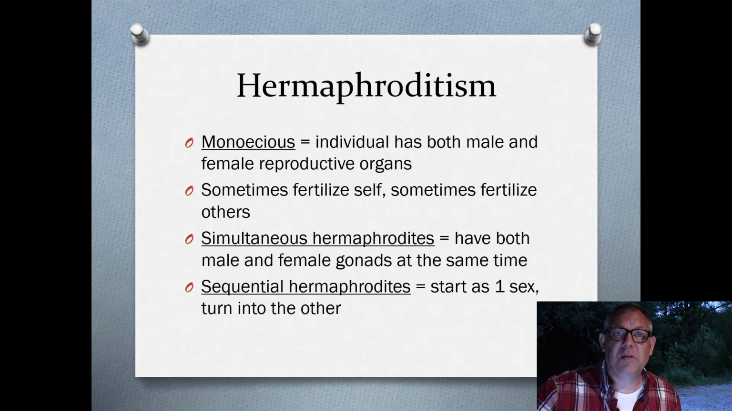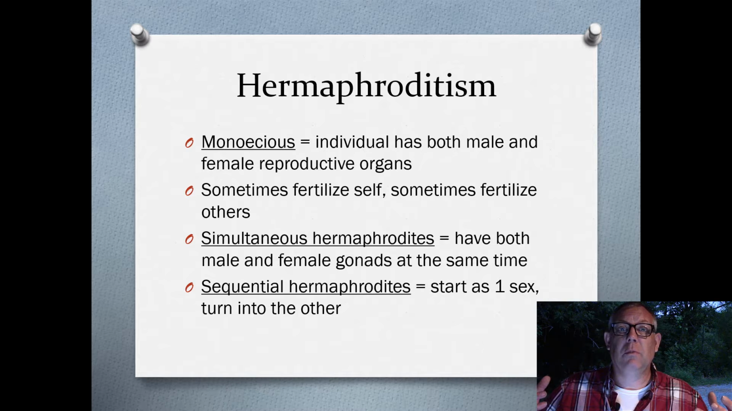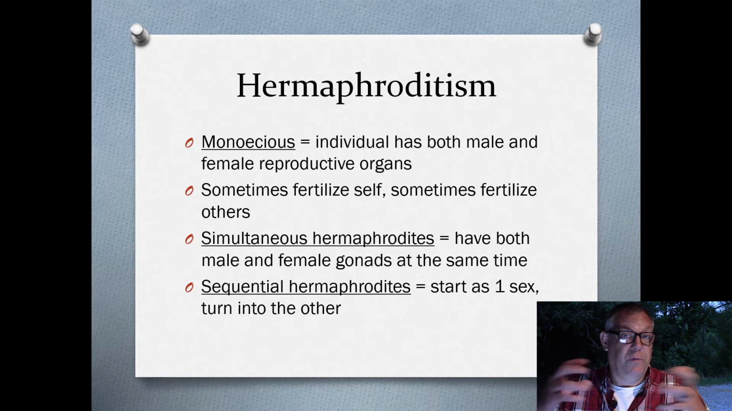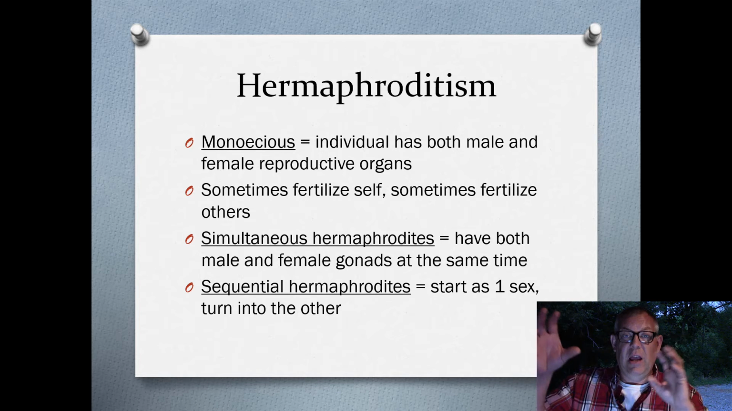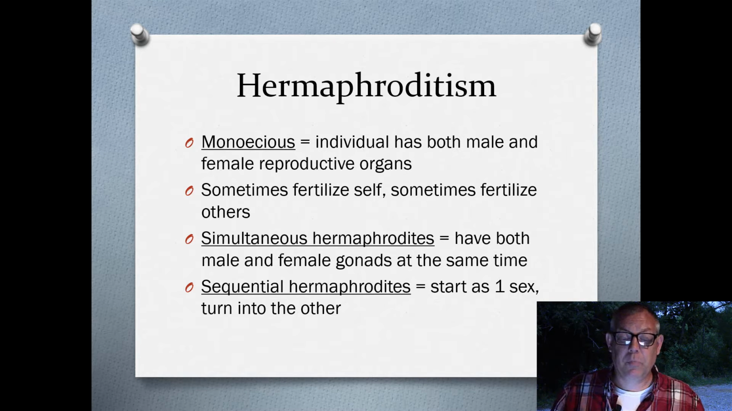Now, sometimes the organism can self-fertilize. So if you've got both the male and the female organs, you can fertilize your own eggs with your own sperm. And sometimes they fertilize others. And so you can have both simultaneous hermaphrodites and sequential hermaphrodites. Simultaneous hermaphrodites means you've got both male and female gonads at the same time. And so again, you could fertilize yourself, or you could exchange sperm and egg with other simultaneous hermaphrodites.